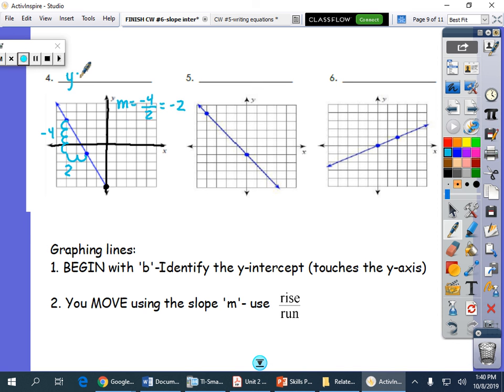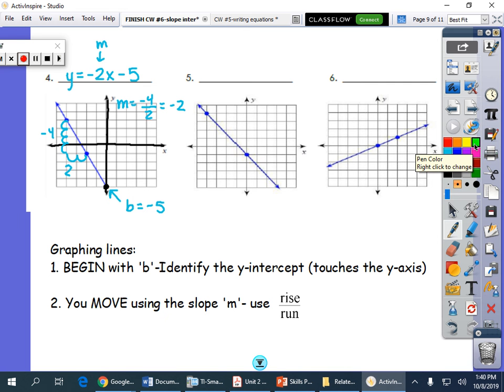So my equation is going to start off with y equals negative 2x, because this is my slope that I just found. And our y-intercept is right here at 1, 2, 3, 4, 5. So b is negative 5. So I'll put that up here after the x.